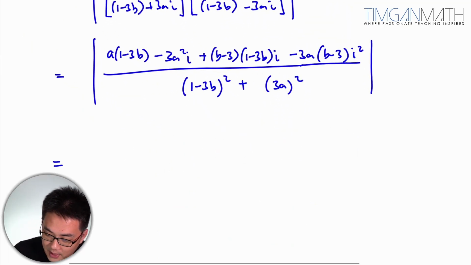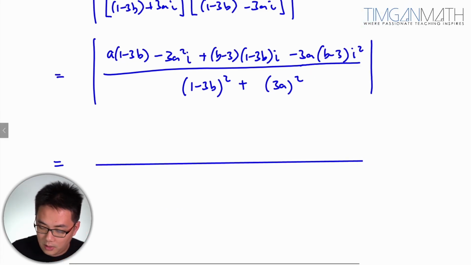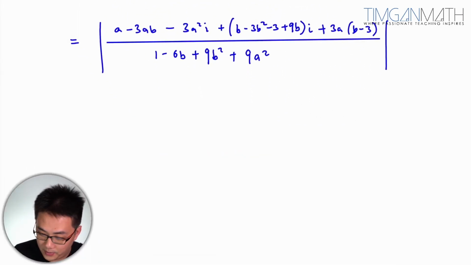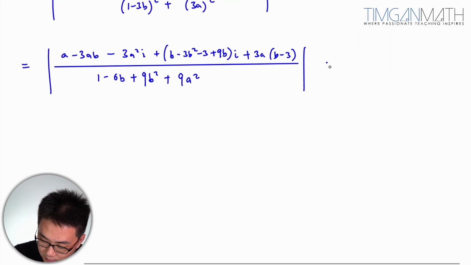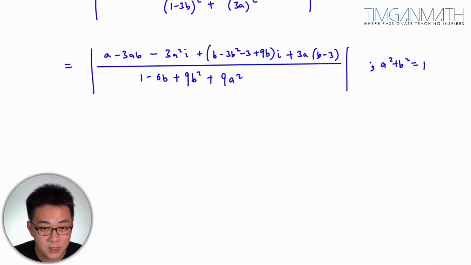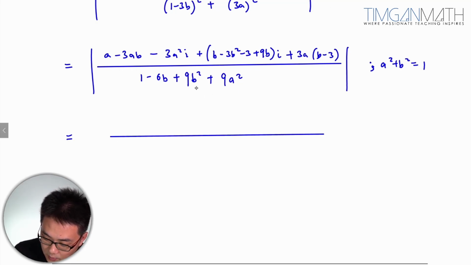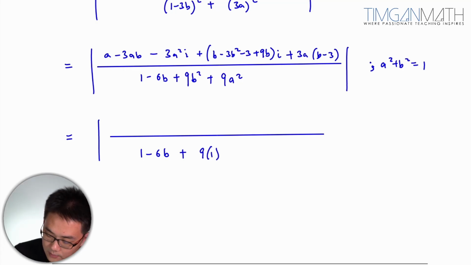Just slowly expand this part here. It's a lot of things going on, so let me just write this out. I'll just expand, and once we expand it, it looks something like that. Let's not forget that we also have a square plus b square equal to 1. So I'm going to fish out my a square plus b square. For the one below, I can see that this is 9(a square plus b square), so this will just be 9 times 1. So 1 minus 6b plus 9 times 1, right?